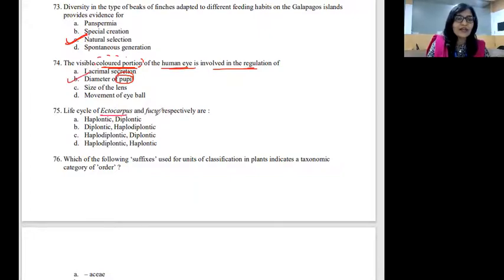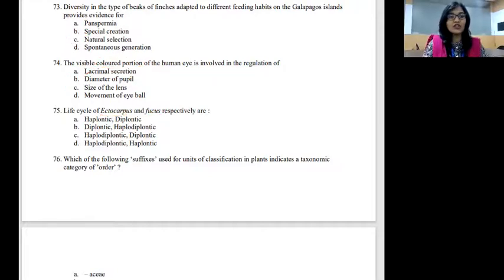The life cycle is a very important question from plant kingdom. You have to study all the alternation of generations. Ectocarpus and Fucus: Ectocarpus is going to be haplodiplontic. You can see haploids are also formed equally and the diploid phase is also formed equally. So they are haplodiplontic and Fucus is diplontic. So it's option C. Okay.